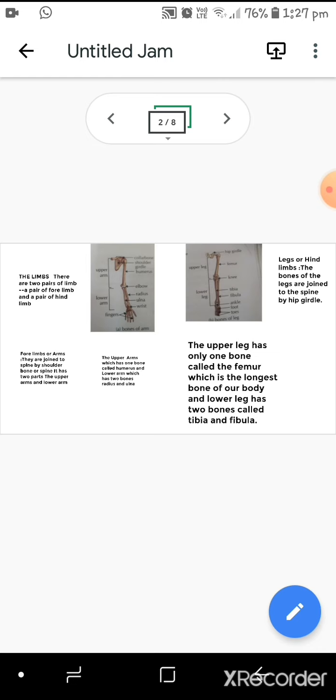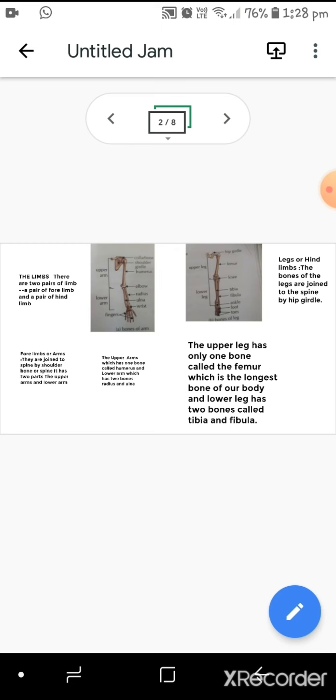You know there are two pairs of limbs. One is our arms, which are called the forelimbs, and next is the legs, which are called the hind limbs. You can see or feel your arms now. Just see that your arm has two parts. One part is above your elbow and another is below your elbow. The part above the elbow is called the upper arm, and below the elbow is called the lower arm.